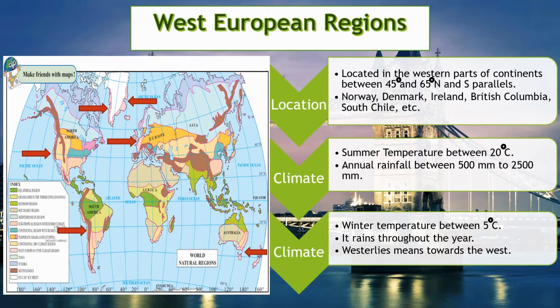The climatic conditions of the West European regions are as follows. The mean summer temperature is around 20 degrees Celsius. The mean winter temperature is around 5 degrees Celsius. The mean rainfall is between 500 millimeters and 2500 millimeters. Rainfall is mostly in the form of cyclones associated with the westerlies. It rains throughout the year. The climate is very mild.